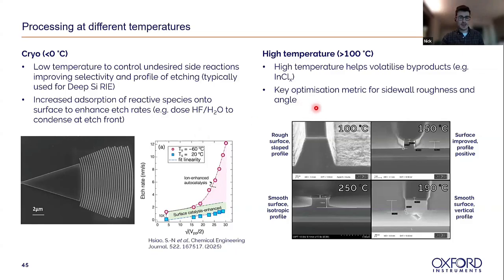Conversely, though, there are also instances where we want to go to higher temperatures. A good poster child for this is etching indium-based materials. Typically indium forms very involatile species, especially with indium chloride. You can see in the bottom right here, etching indium phosphide at different temperatures. At low temperatures, we get very rough surfaces and a very sloped profile. As we go up to higher and higher temperatures, we get a much better profile and much smoother surfaces, because it's much easier to volatilize the etch product. So this nicely shows that there are different ways you can tune it using temperature.